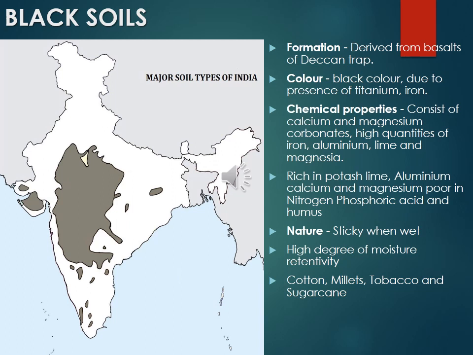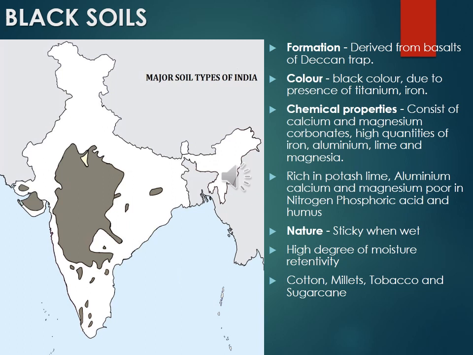The chemical properties: which mineral is rich and which is least? Black soil consists of calcium and magnesium carbonate, and high quantities of iron, aluminium, lime, and magnesia.